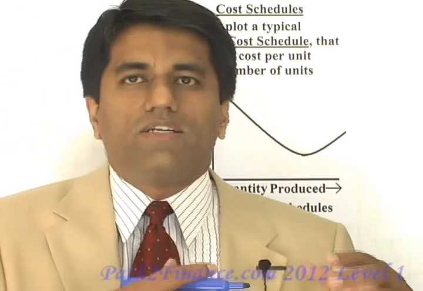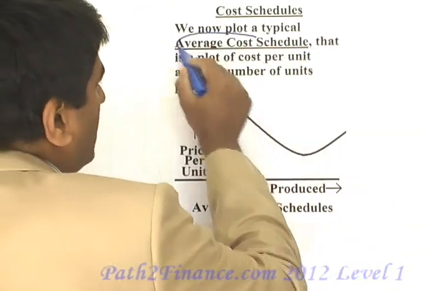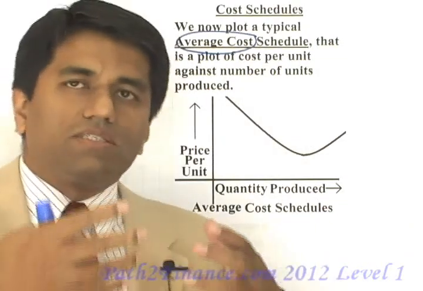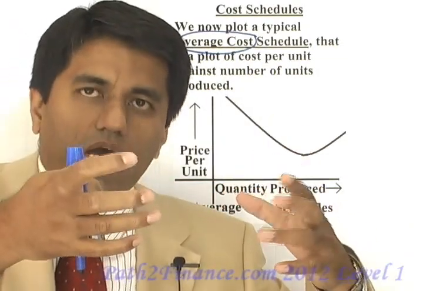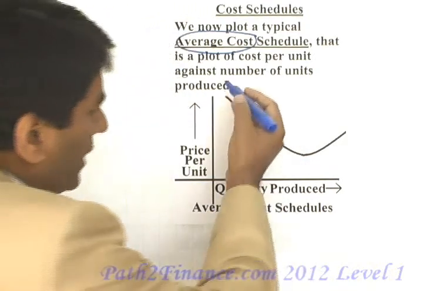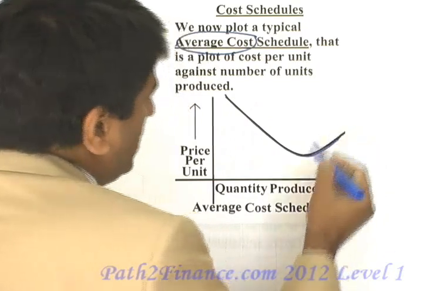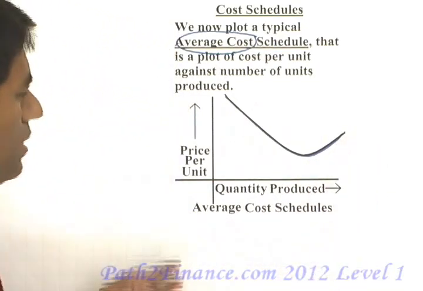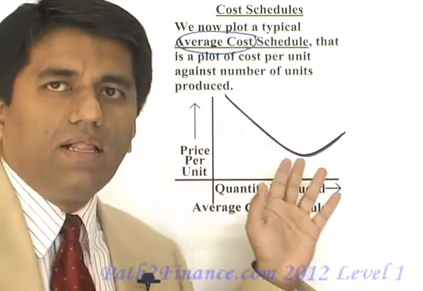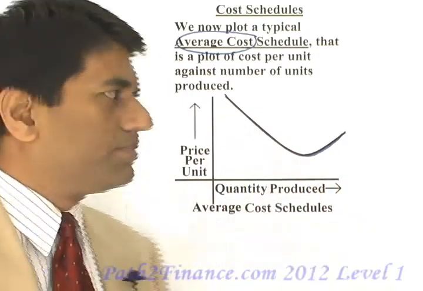We are now going to plot a cost schedule. So we are looking at the average cost schedule. Average cost is simply the total cost divided by the number of units produced. So when you plot it, it starts out by falling and then it increases. So this is a typical shape for the average cost schedule for a firm.